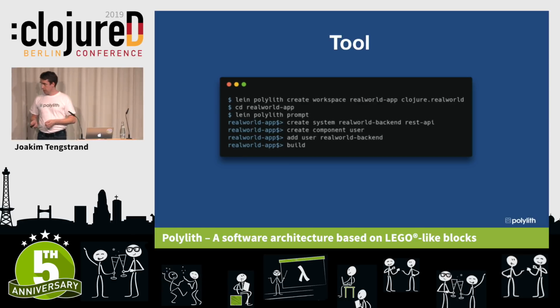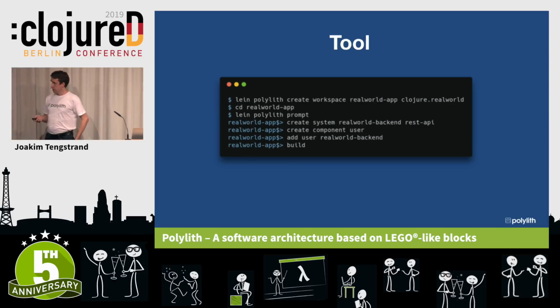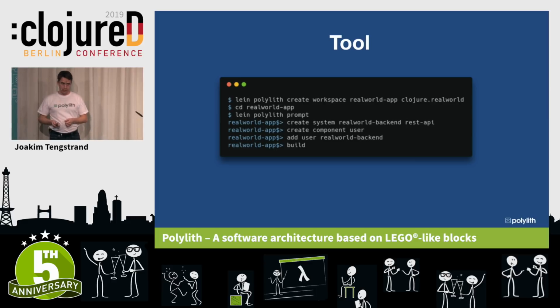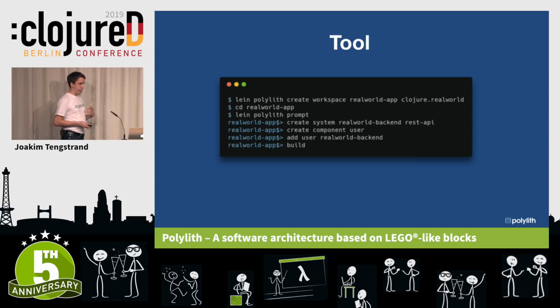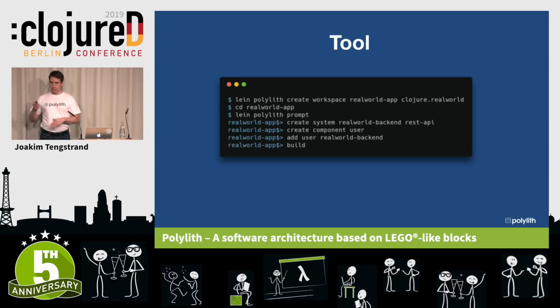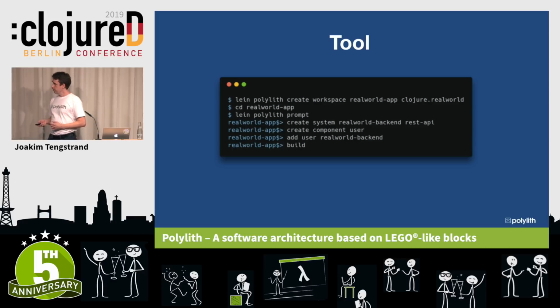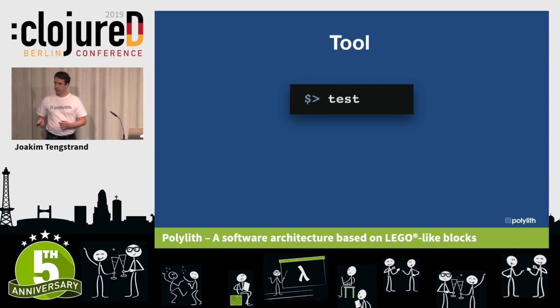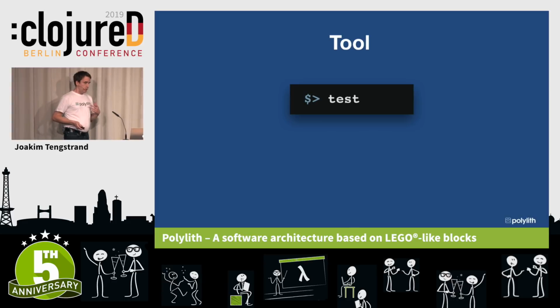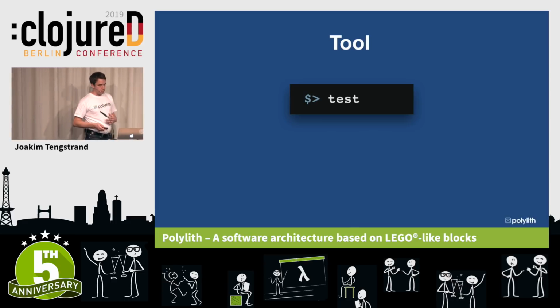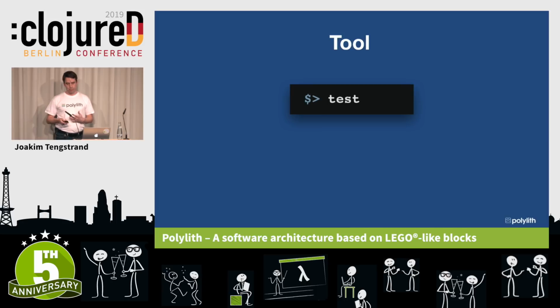I want to mention a tool that we have built. It's a Leiningen plugin. And it helps you with different things like creating components and visualizing a Polylith project. But I think the most important thing it helps you with is that it allows you to build and test your code, your services, and your code base incrementally.